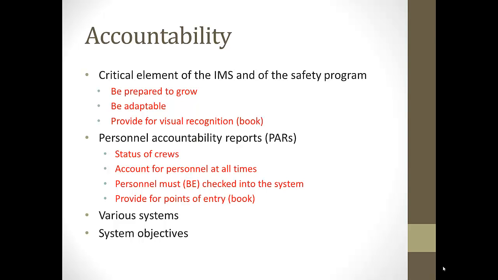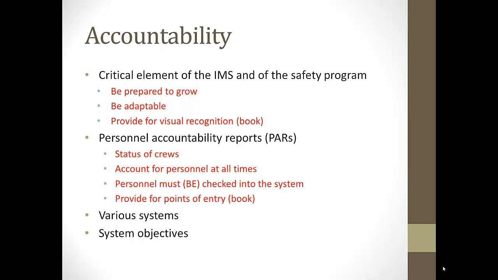Now your book says provide for visual recognition. I don't really agree with that, because we can't always see everybody inside the structure. So I want to know where they're at, but I'm not sure that we can always have a visual recognition of them. We need to give PARs on a regular basis. Most departments have a time frame. For Pasadena, it was every 20 minutes, and our dispatchers kept track of it for all the Verdugo cities, and every 20 minutes they would tell you, okay, you've been working for 20 minutes.